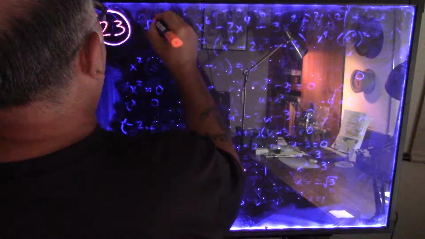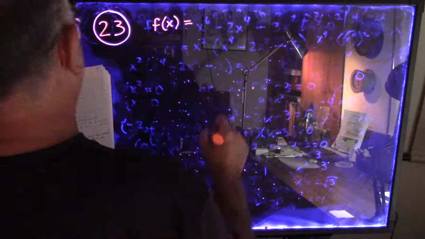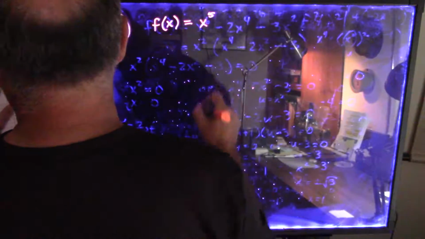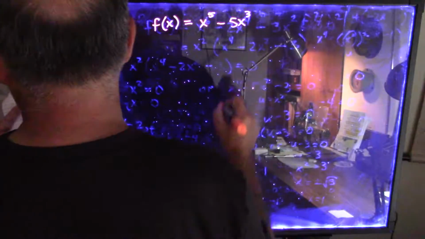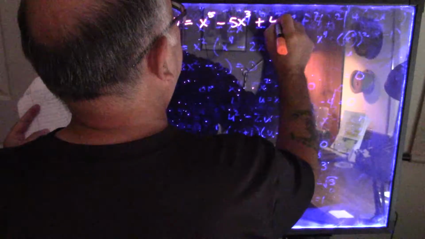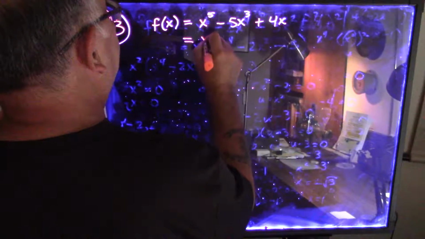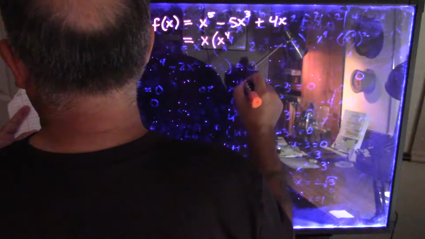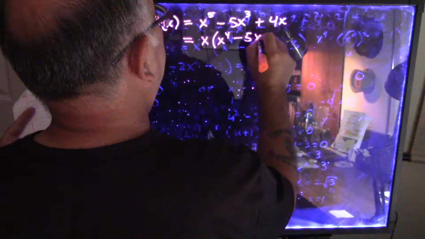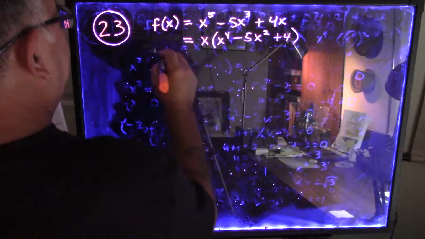Okay, number 23. So we have f of x equals x to the fifth minus 5x cubed plus 4x. We can get a common factor of x out of this, so let's common factor the x out, and we get x to the 4th minus 5x squared plus 4. So you set that equal to 0.